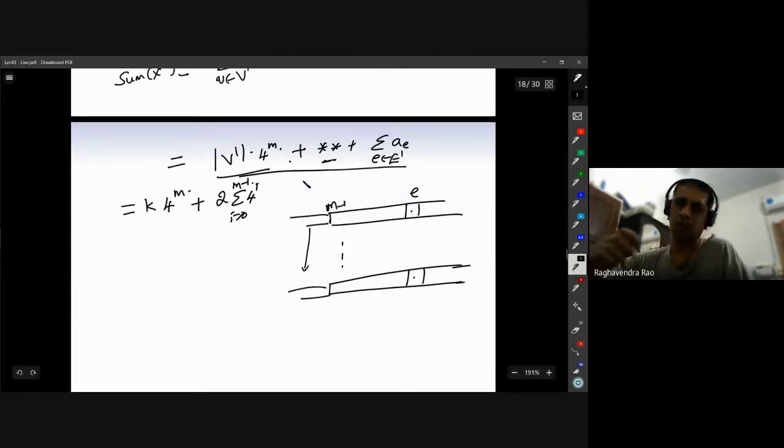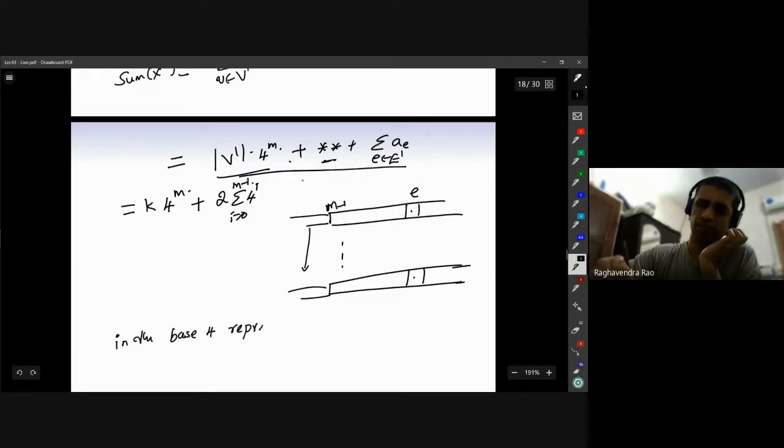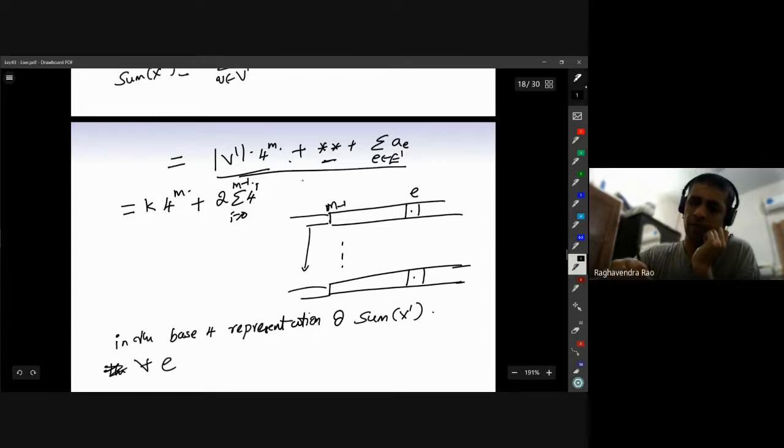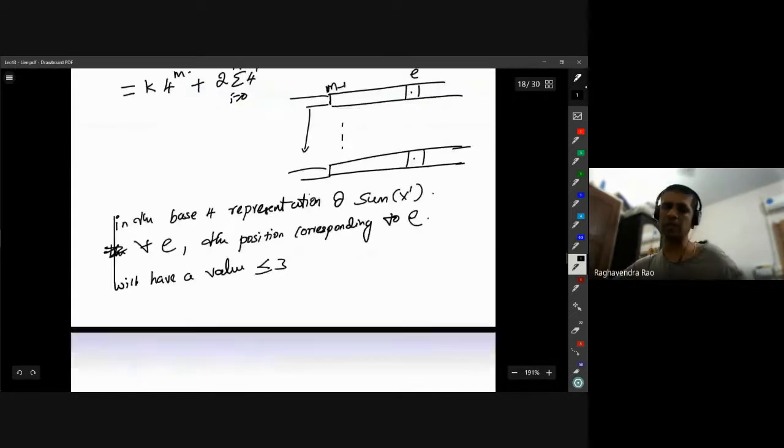Okay, so in the base 4 representation of sum x prime, for every e, the position corresponding to e will have value less than or equal to 3. Why is that?